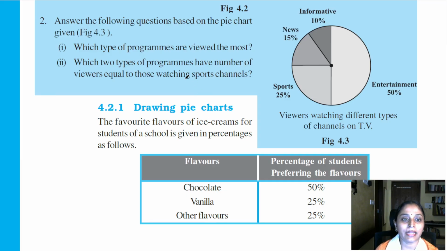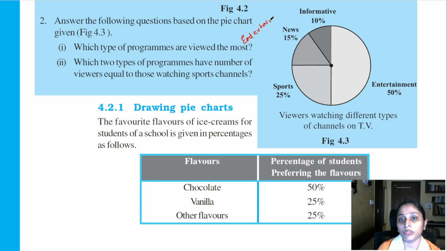So now here they're saying that 50% of the viewers watch entertainment, 25% watch sports, 15% watch news, and 10% watch informative. Informative in the sense, something related to National Geographic, the science and history, everything that is related to education, that is informative category. Now from this graph, they're asking us which type of programs are viewed the most. Clearly you can see, it's very obvious that entertainment is most watched. So you can say that the answer here is entertainment.